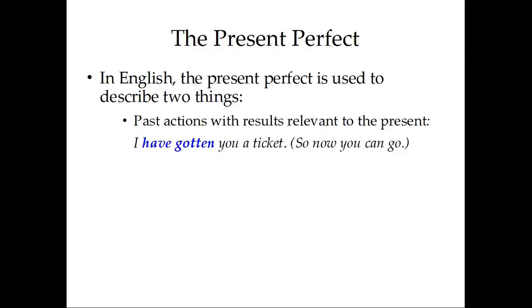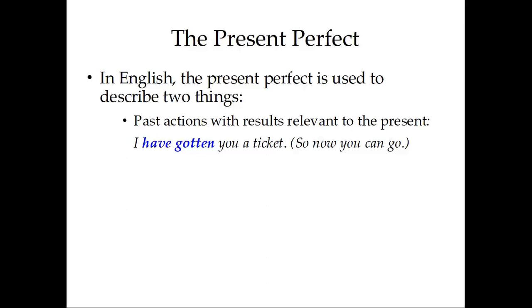It's describing a past action. This getting of the ticket did happen in the past. Maybe I got it yesterday, maybe I got it a week ago. But the results of that past action are relevant to the present. What we're going to do now or in the future is a result of this past action. So we use the present perfect in English in describing an action like this.